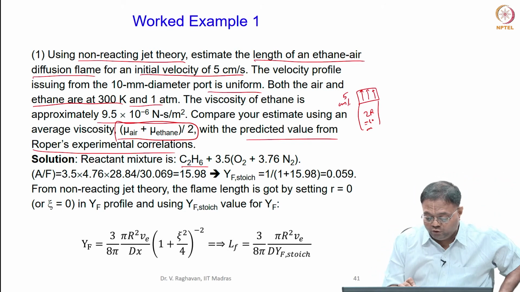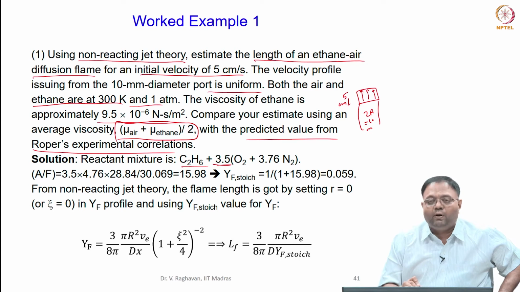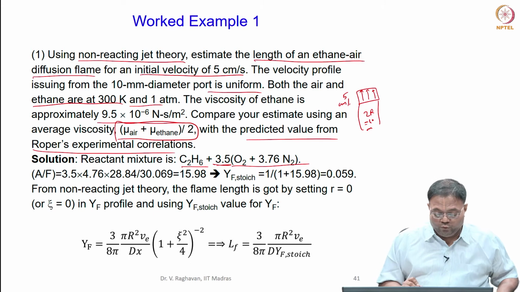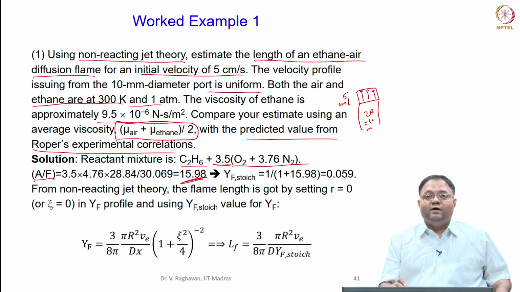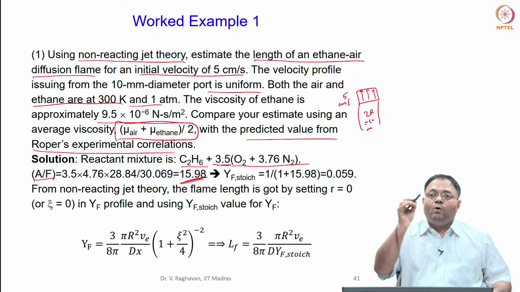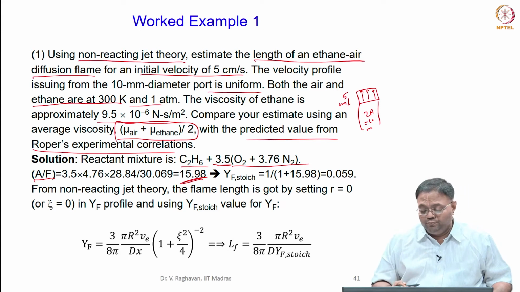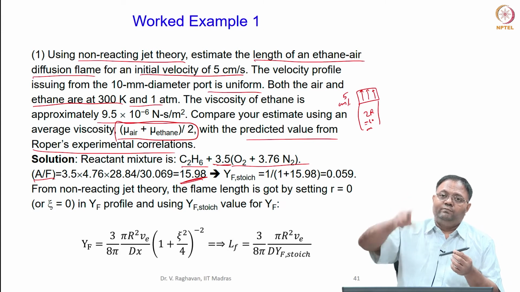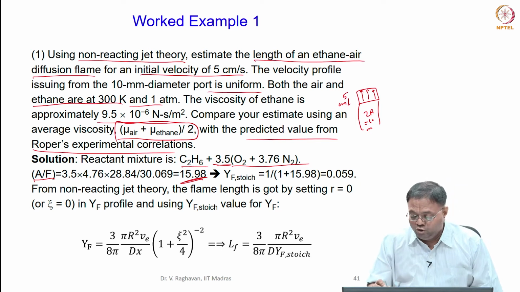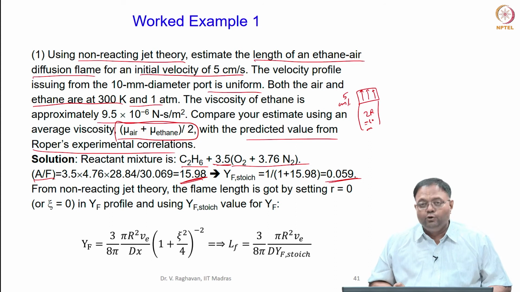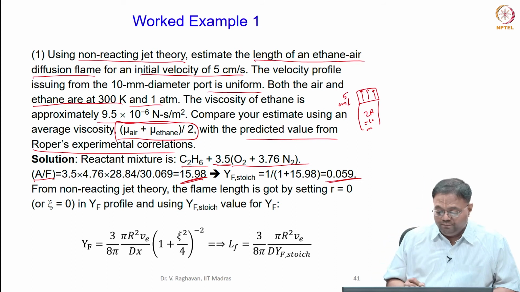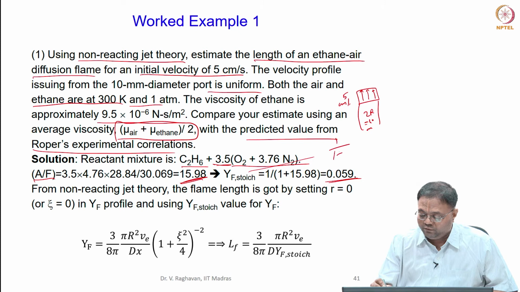So, the reaction mixture is stoichiometric, because wherever the flame zone is formed, we can say that a stoichiometric mixture is prevailing there. So, C2H6 ethane plus 3.5, that is the A value for that, (x plus y by 4) O2 plus 3.76 N2. The air-to-fuel ratio is calculated as 15.98. So, YF stoichiometric is the value which will bound the flame area, that is the phi equal to 1 contour. That will be 0.059, which is nothing but 1 by 1 plus nu.